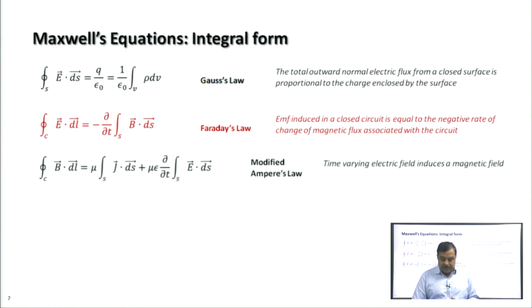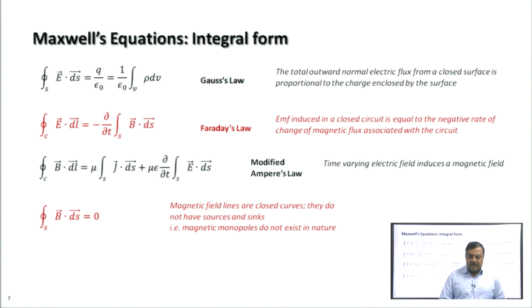This is modified Ampere's law, and this shows the line integral of magnetic field along a closed path is equal to mu times surface integral j dot ds plus mu epsilon delta by delta t surface integral E dot ds. The surface integral in this equation is evaluated over the surface which is enclosed by the closed circuit, and this equation shows that time varying electric field induces a magnetic field.